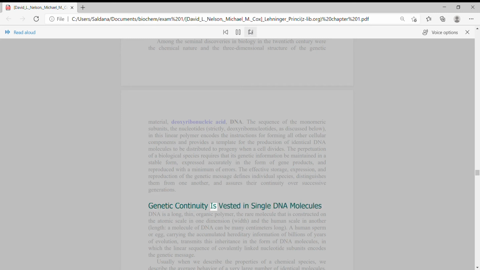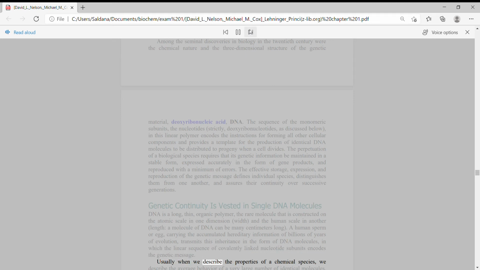Genetic continuity is vested in single DNA molecules. DNA is a long, thin, organic polymer, the rare molecule that is constructed on the atomic scale in one dimension, width, and the human scale in another, length. A molecule of DNA can be many centimeters long. A human sperm or egg, carrying the accumulated hereditary information of billions of years of evolution, transmits this inheritance in the form of DNA molecules, in which the linear sequence of covalently linked nucleotide subunits encodes the genetic message.